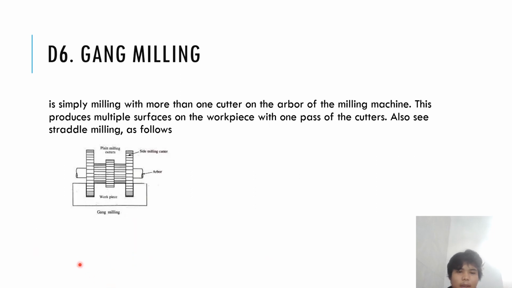Gang milling is simply milling with more than one cutter on the arbor, like the previous one, like what I said on the different forces. This produces multiple surfaces of the workpiece with one pass of the cutters. Also see straddle mills as follows. We can talk about straddle milling later. So gang milling is just a milling setup with more than one milling cutter on one arbor.